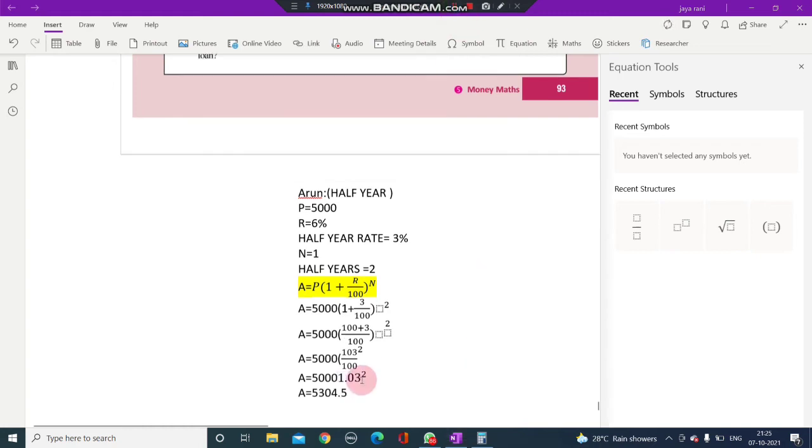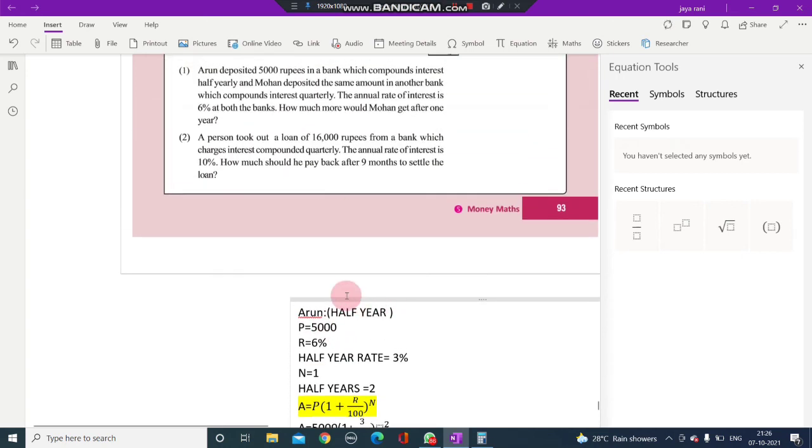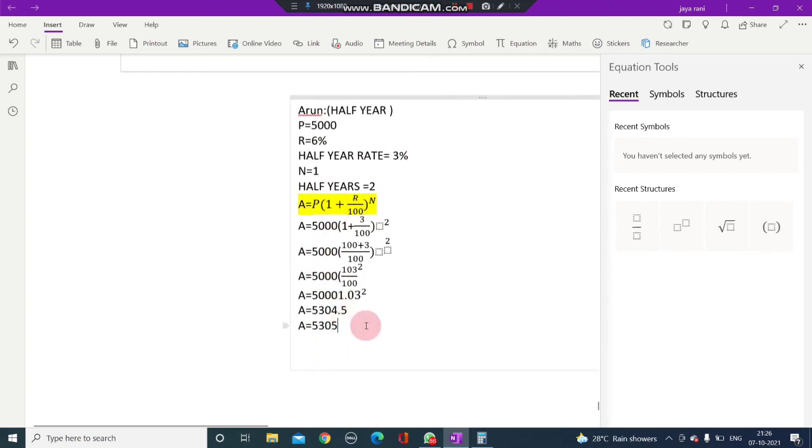Okay, so the amount is equal to 5304.5. Here the amount is 0.5, that is 50 paise. So he has to pay an amount of 5305 rupees. That is the amount got by Arun with half-yearly compounding: 5305. Next we are going to find out the quarterly compounding of Mohan.